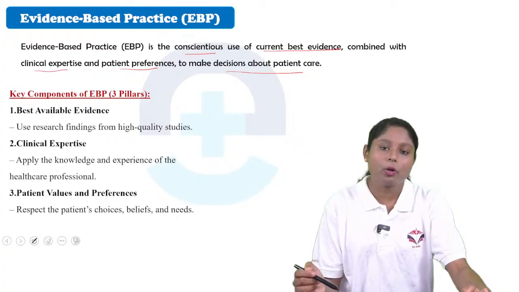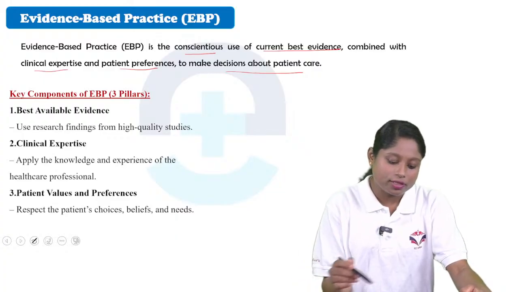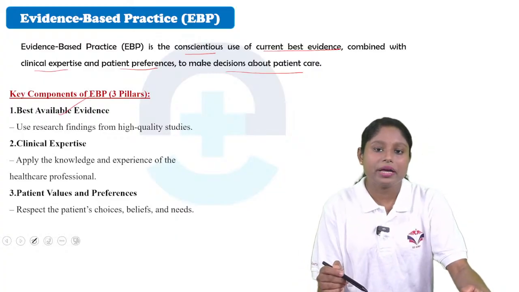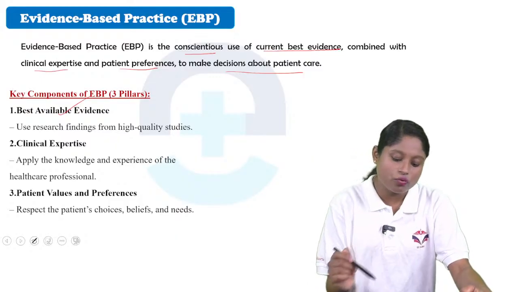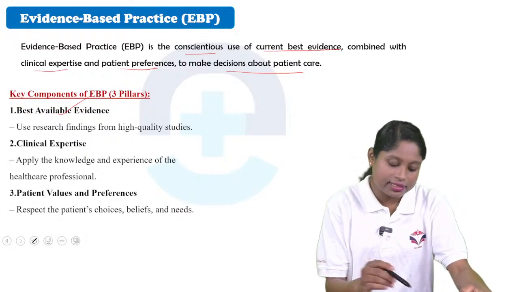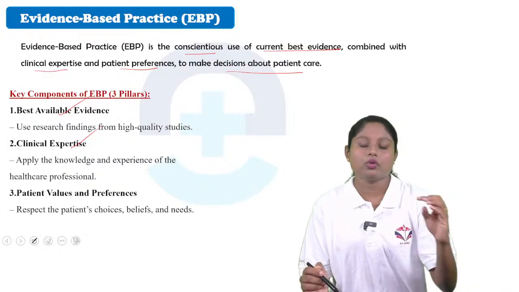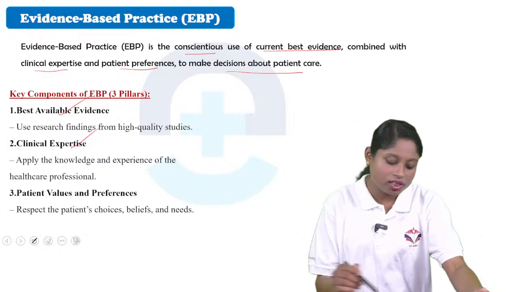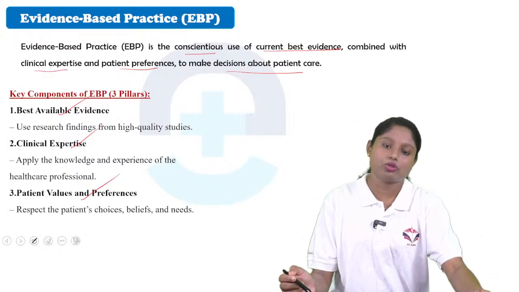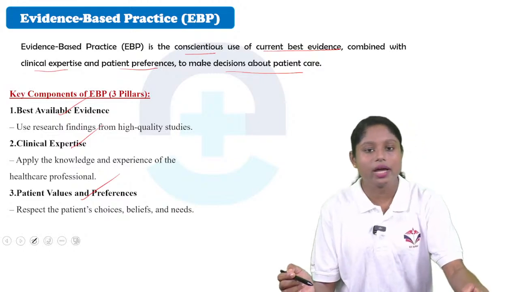So what are the key components of EBP? There are three pillars. The first one is the best available evidence: use research findings from high-quality studies. Then clinical expertise: you need to use your clinical experience. And patient values and preferences, which we also need to consider in evidence-based practice.